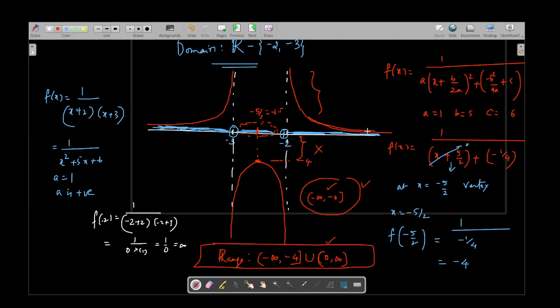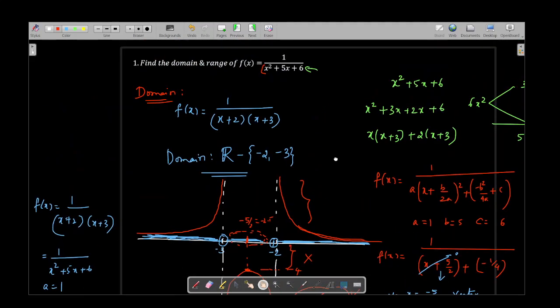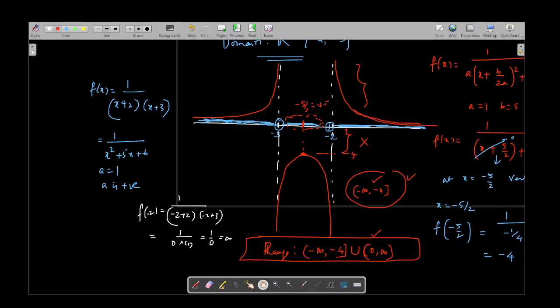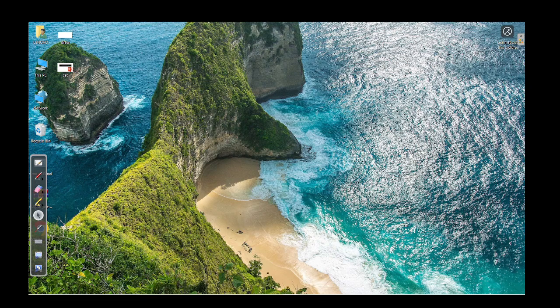Let us solve another. Okay, let us verify this in the graph plotter. The equation is 1 by (x square plus 5x plus 6). Yeah, let us verify this using the graph plotter.